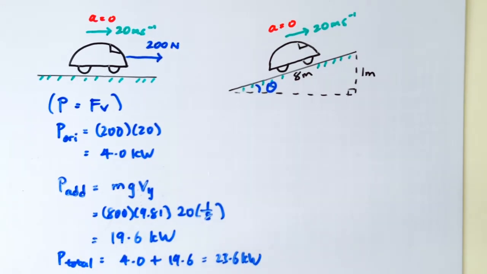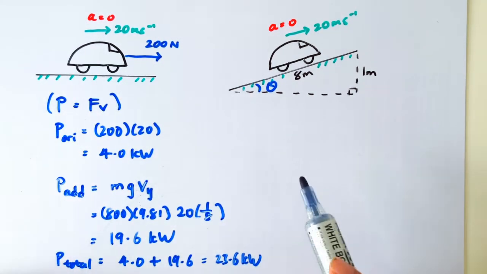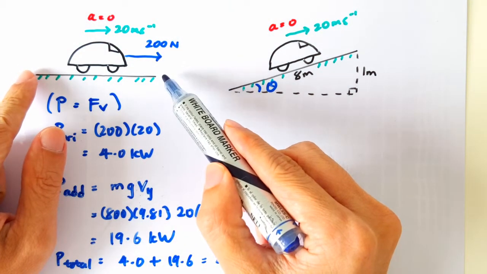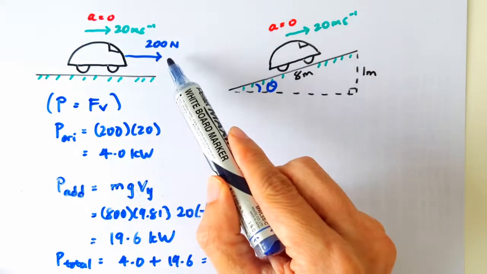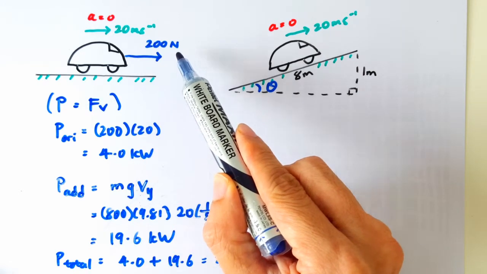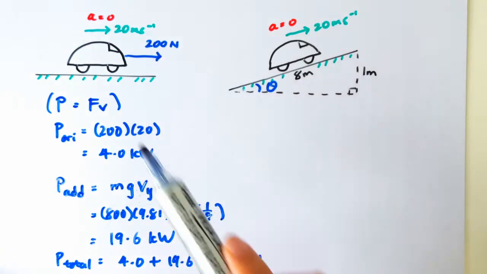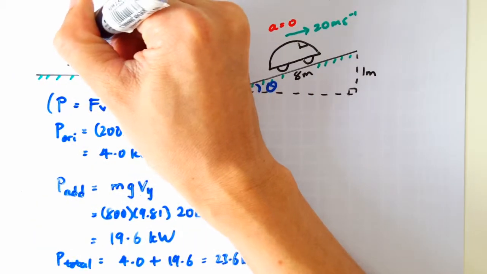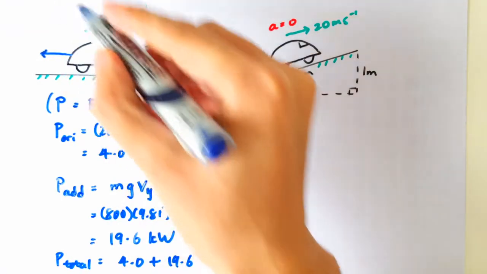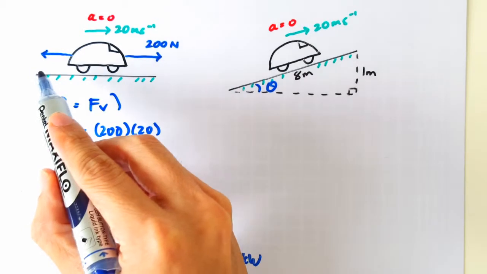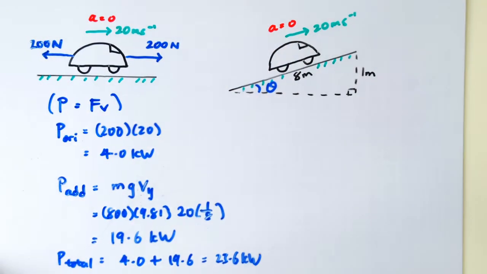Let me show you another way, maybe more complicated, but I think it's worthwhile to go over it. Let's go back to the original situation here. The car is going at a constant speed. There's a forward driving force of 200 newtons. So why is the speed constant? If the speed is constant, it means the net force must be 0. The net force is 0 because this driving force is just enough to overcome the air resistance, which we now know is 200 newtons.